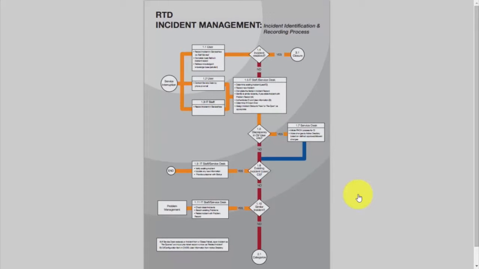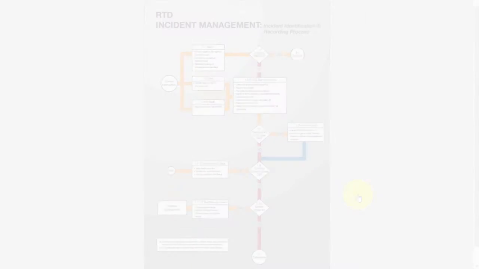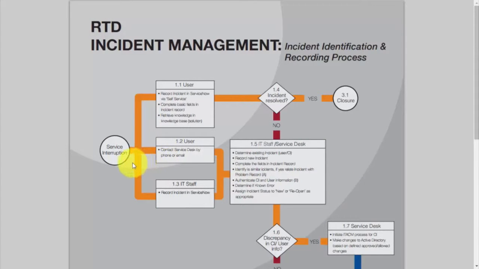Incident identification and recording will follow a process of logical steps. We're going to use this flow chart to go through those steps to help you understand the exact procedure that you'll follow in handling incidents. An incident begins with a service interruption, a lack of functionality in a piece of software, the loss of a particular technology. This service interruption can be recorded by the user or by IT staff.